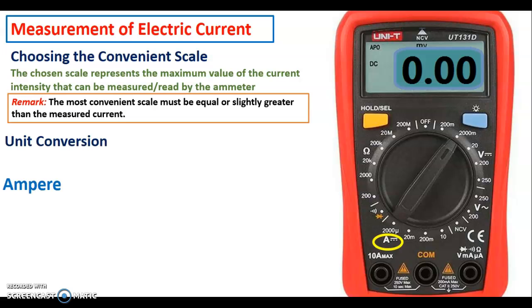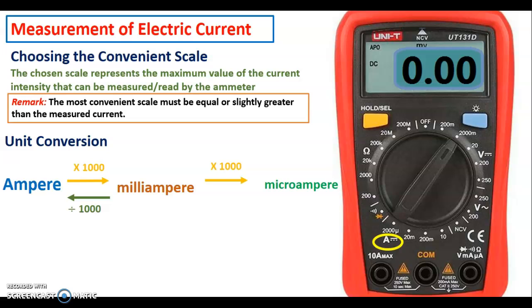Unit conversion. Ampere to milliampere, we have to multiply by 1000, and from milliampere to ampere we have to divide by 1000. Another unit is the microampere. It's a very small unit, smaller than milliampere by 1000 times. That's why when we convert from milliampere to microampere we have to multiply by 1000, and from microampere to milliampere we have to divide by 1000. The symbol of micro is shown here. This is, for example, 2000 microampere. And to convert from ampere to microampere directly, we have to multiply by 10 power 6, or in other words, we have to multiply by a million.